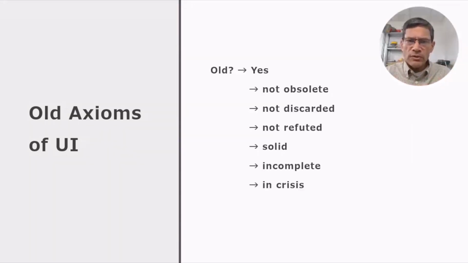Why do we call them old? Are they old? Yes, they are old, but that doesn't mean that they are obsolete or invalid. That means they started being used at the very beginning of the computer era in the middle of the 20th century. So they are not obsolete, they are not discarded, they have not been refuted, and the reason we call them old is because we want to stress the idea that they are well established, they are actually solid. Of course, in any enunciation of a set of axioms, the task will always be incomplete.